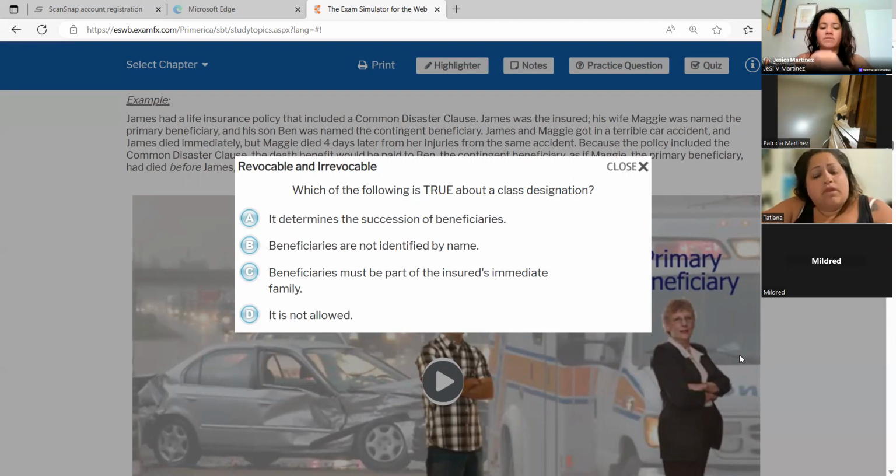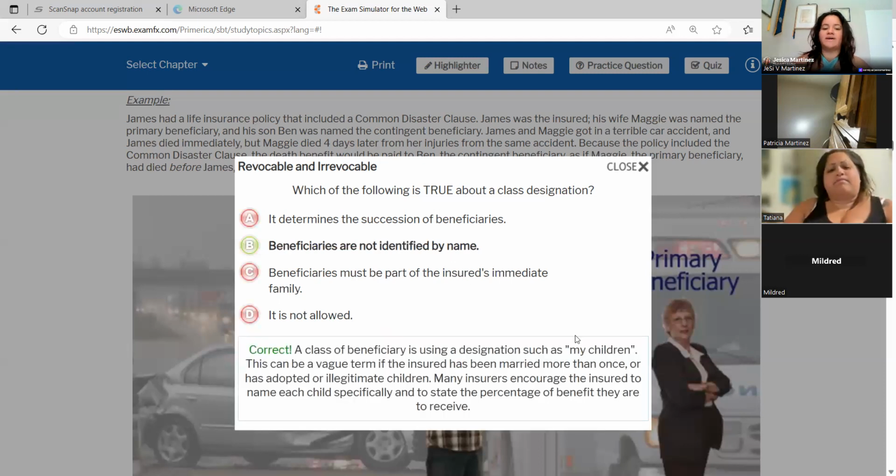I don't even know what that one means. So think about class. Remember when we're talking in the classes of beneficiary, one of them says all living children. So think about that as one of the classes, so see if it helps you. So if you have all living children as a designation for your beneficiary, then it'll be B because they're not identifying them by name. Correct. You're not identifying them by name.